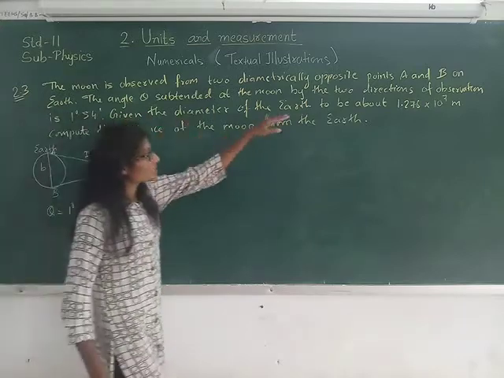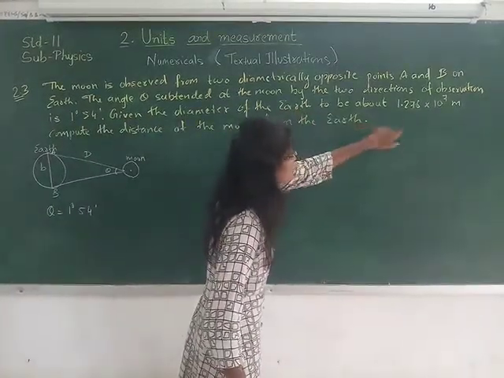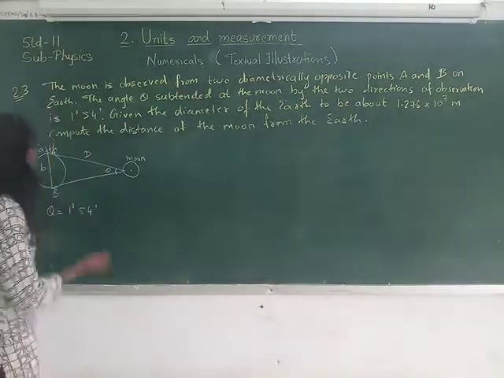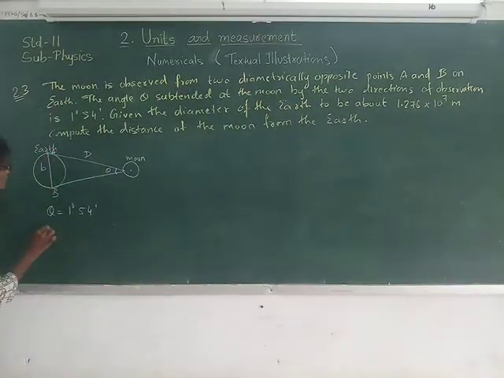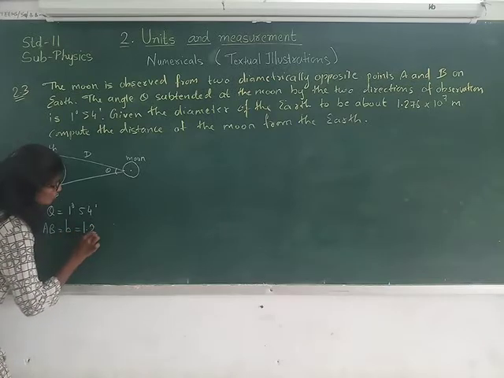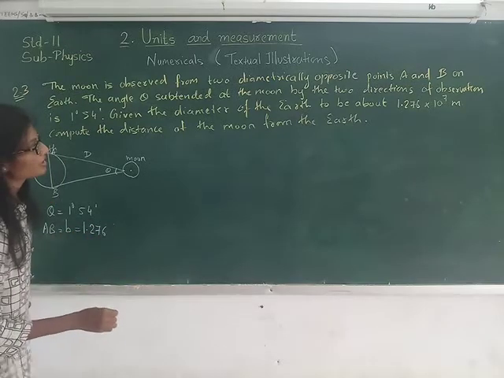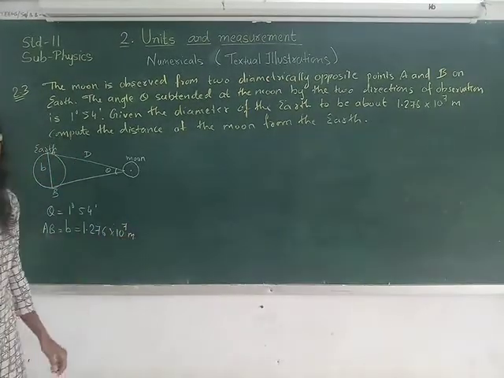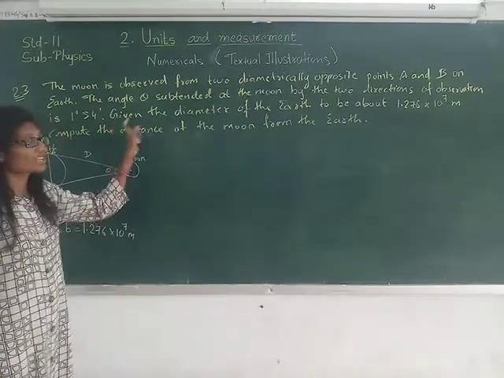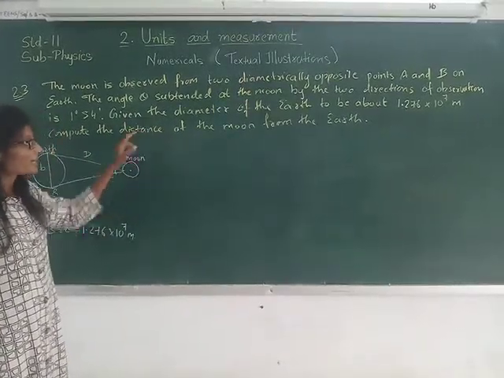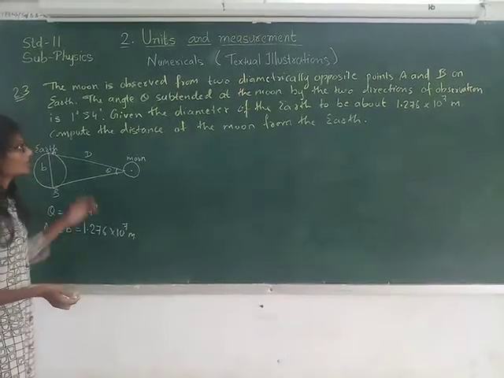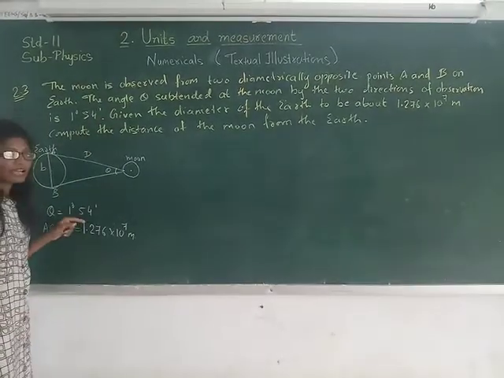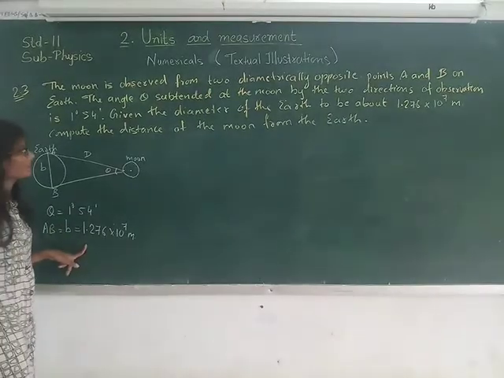Given the diameter of the earth to be about 1.276 into 10 raised to 7 meter. That is the diameter of the earth, which is AB, we have taken the symbol b, which equals 1.276 into 10 raised to 7 meter. Whenever we are solving a numerical, first of all you need to read the statement, and after that you need to write the data whatever is given. Over here we are given the value of angle as well as the value of the diameter.